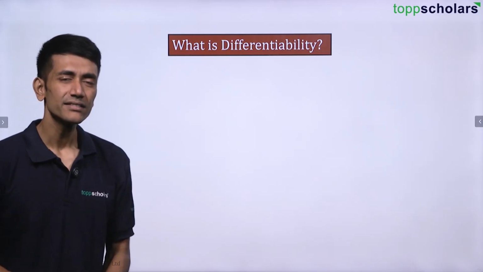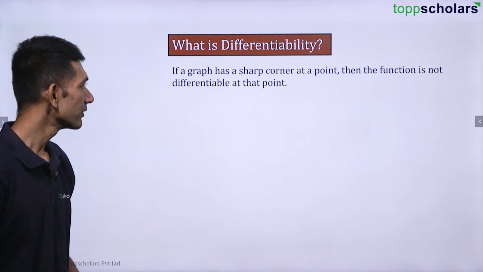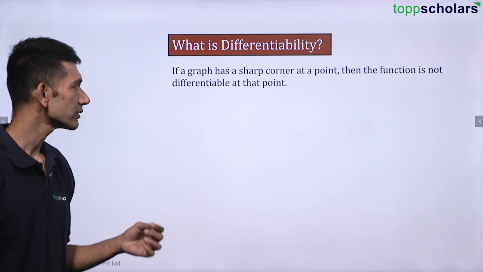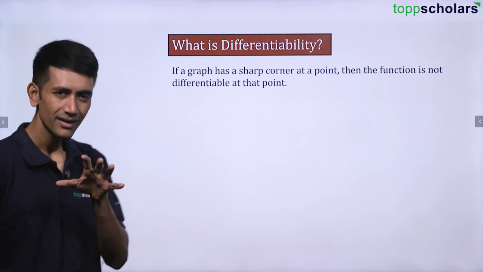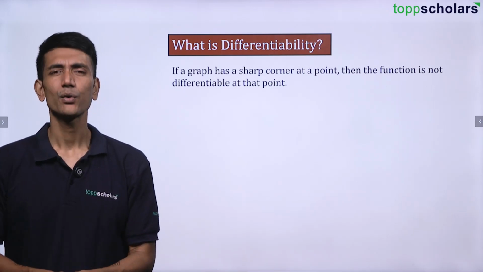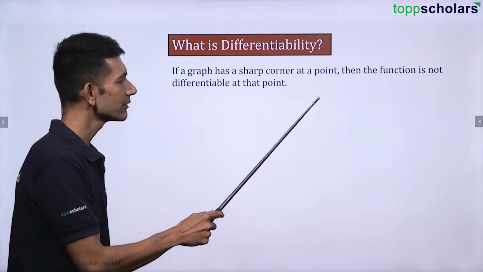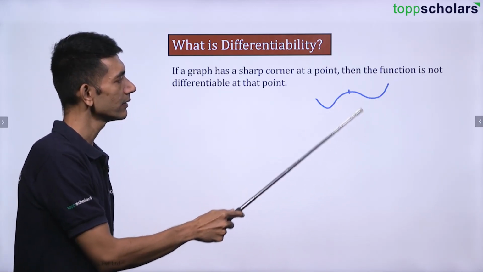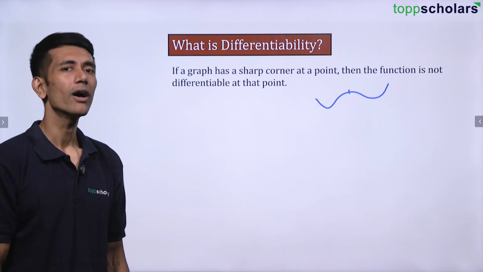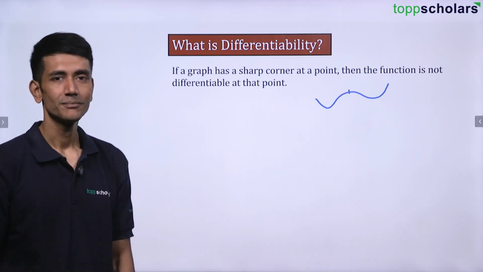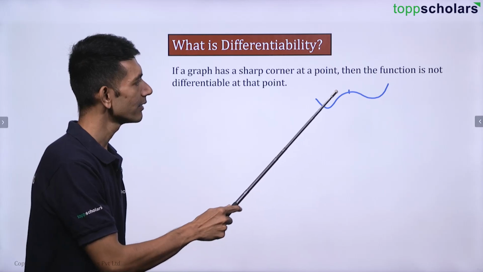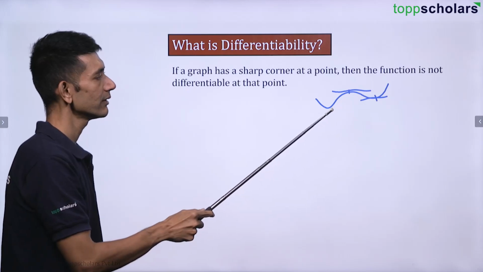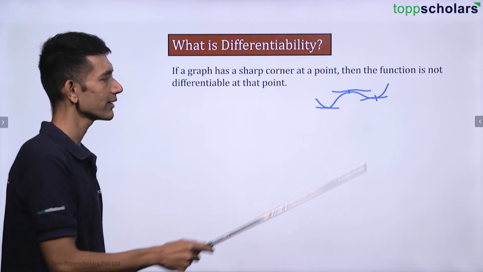So what exactly is differentiability? If a graph has a sharp corner at a point, then the function is not differentiable at that point. Differentiable at that point means, whenever you have a graph, I'll give you a random example. Suppose you have a graph like this and you have a point. Now tell me one thing, can you draw a tangent to this point? Yes, you can draw, right? So this will be the tangent. Can you draw a tangent over here? Yes, you can draw like this. Can you draw a tangent over here? Yes, you can draw like this.